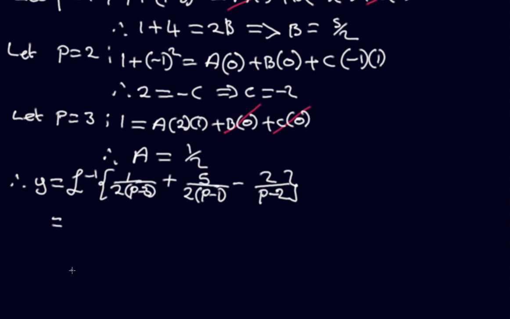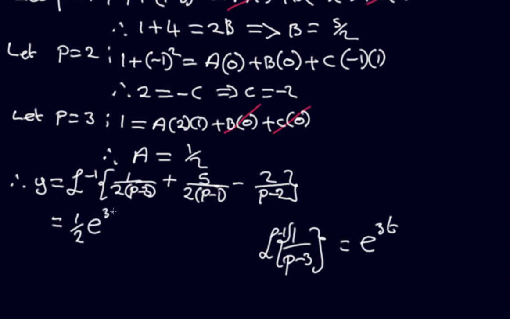So therefore what you get here, we are having 1 over 2, then we can use a formula. When you check the table of transforms in your book, you will find that the inverse transform of 1 over p minus 3, because we are looking for the inverse here, is e raised to 3t, which therefore means it's our solution here. So we have a plus 5 over 2.